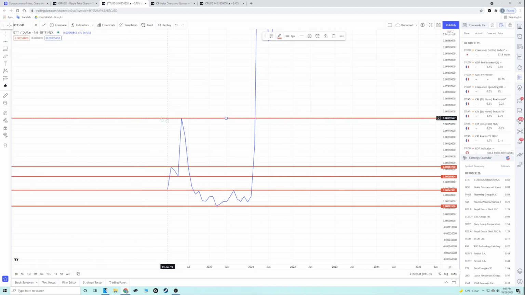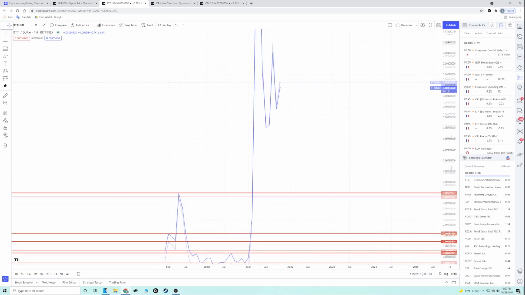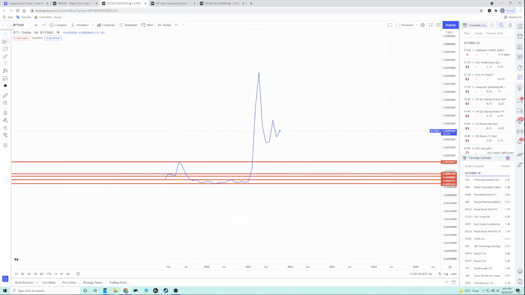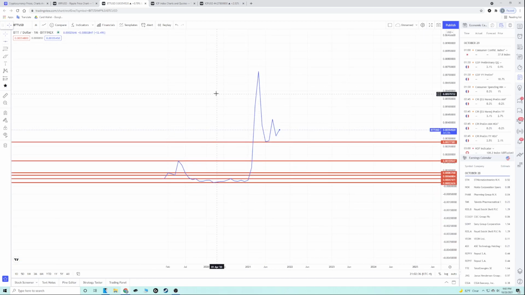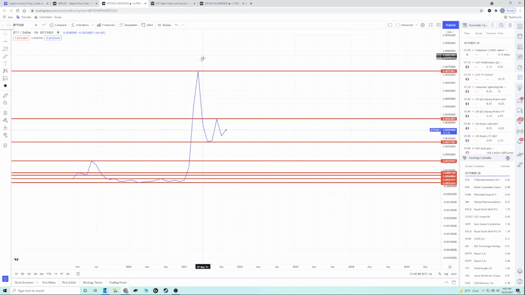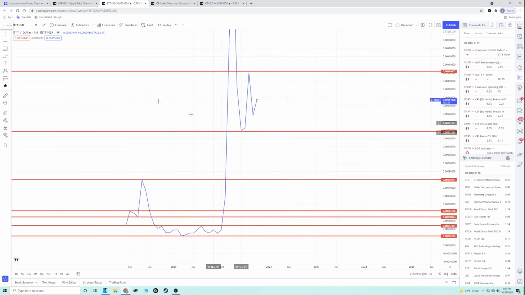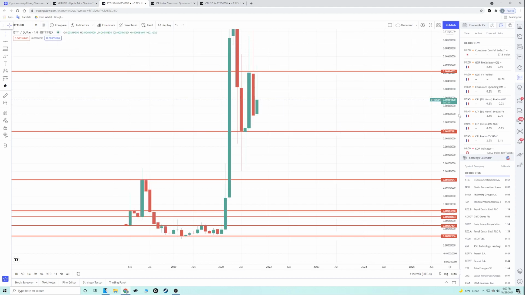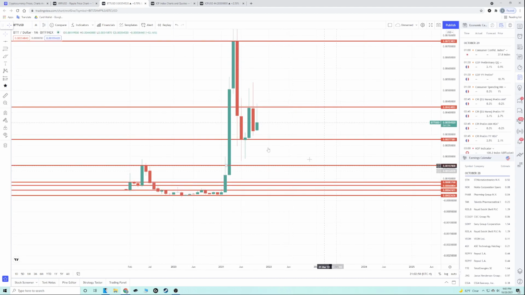That's what we're going to do. Let's work our way up. So I'm going to say here, and here. And finally, the top that we had in April before the crash of the summer. And let's put the candles back on so we can see things a little better.